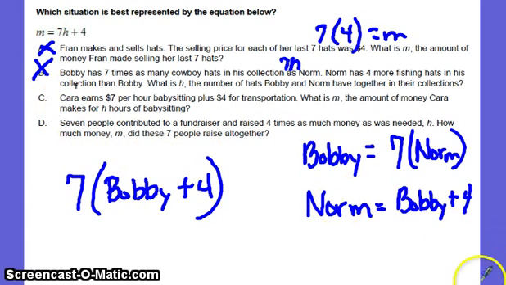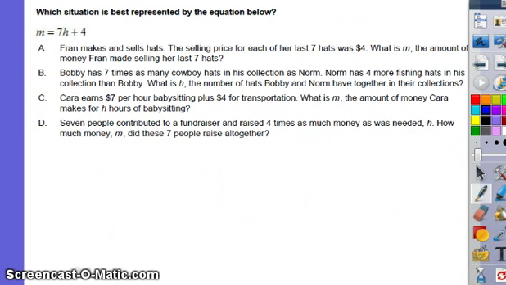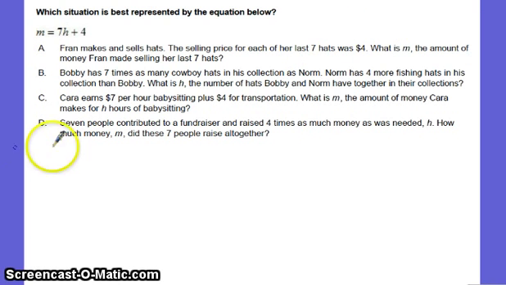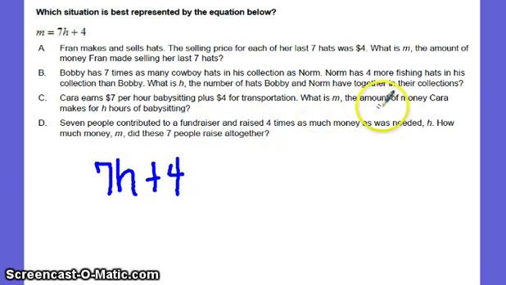So let's erase all that mess. Kara earns $7 per hour, so that would be 7 times H, plus $4 for transportation. There's the plus 4. What is the amount of money Kara makes for H hours of babysitting? So there we go. That's the one we're looking for.